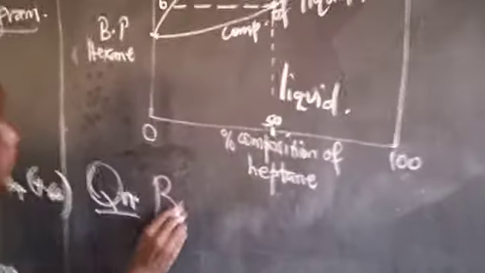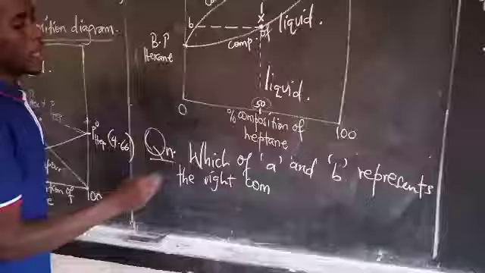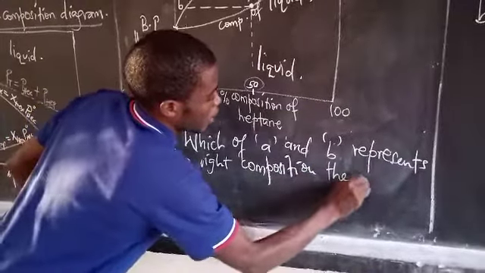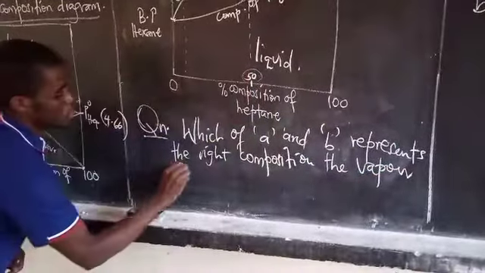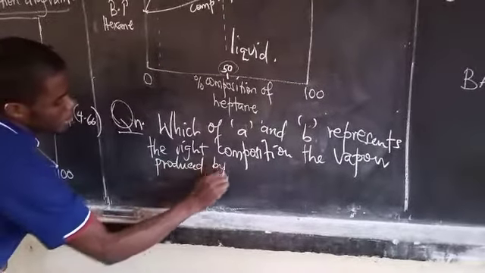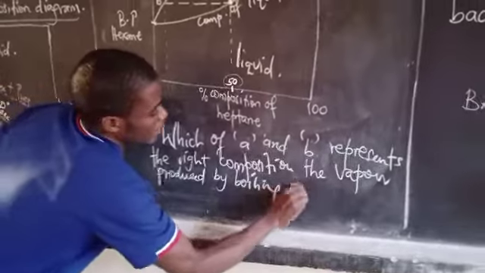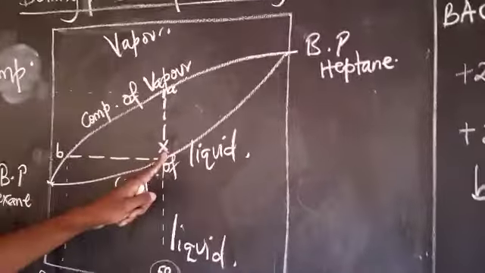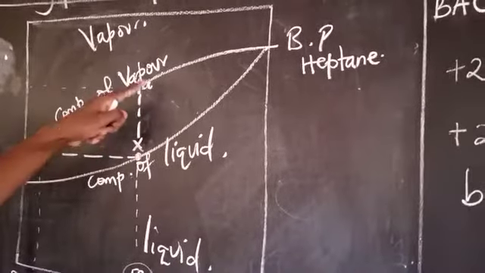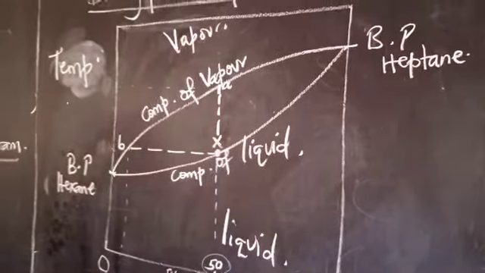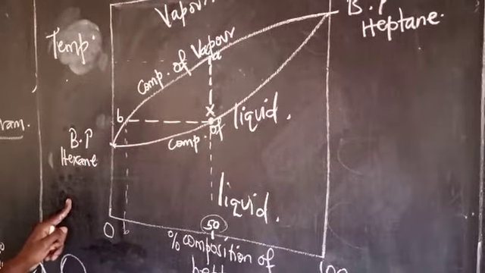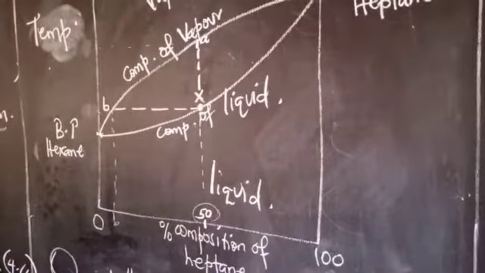Let me make it clear. Boiling, and B represents the right composition of vapor produced by boiling mixture X. If you have mixture X at this point, you identify for me whether boiling that X will produce vapor of composition A, meaning 50% hexane, 50% heptane, or this other composition B. And after that, you give a reason for your answer.